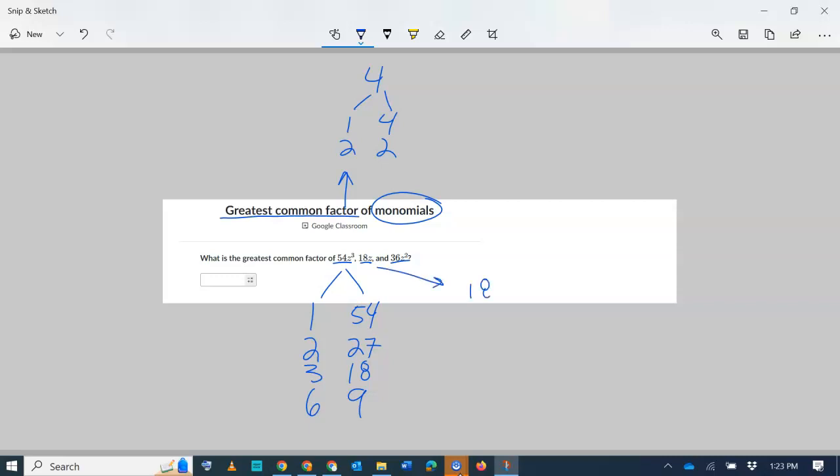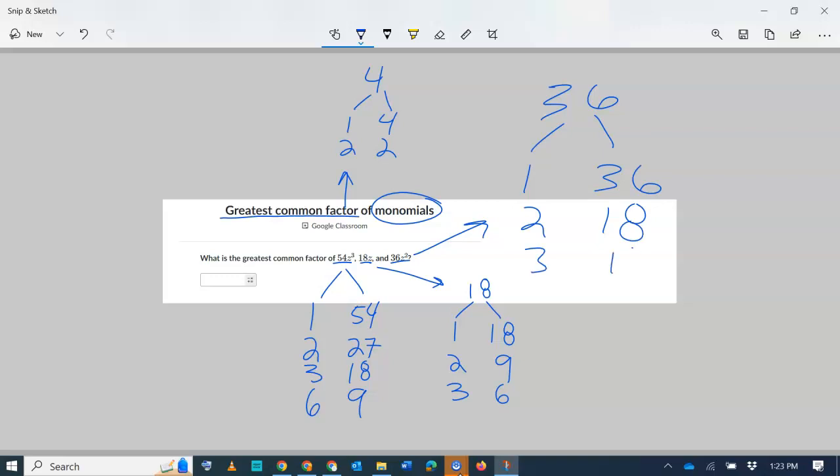For 18, we get 1 and 18, 2 and 9, 3 and 6, 4 and 5 don't go into it. And then 36: 1 times 36, 2 times 18, 3 times 12, 4 times 9. 5 does not go into it, and 6 times 6. All right, so we found all the factors of our numbers, so we're done with that one.